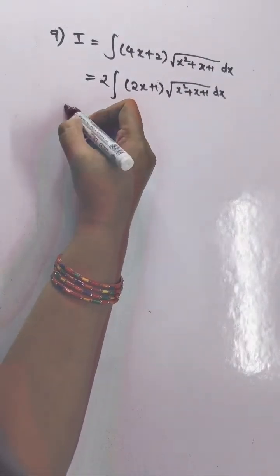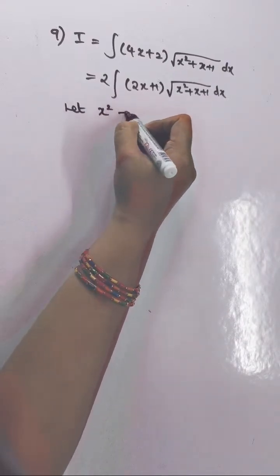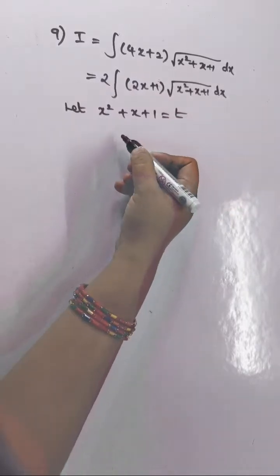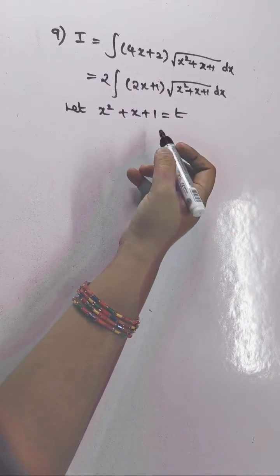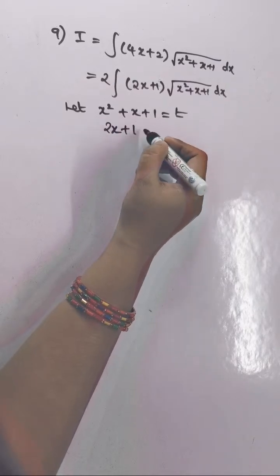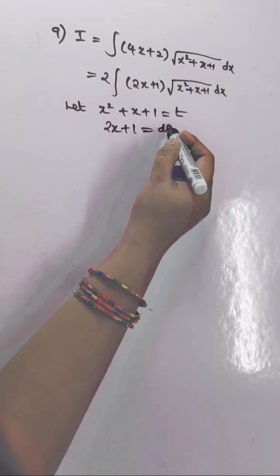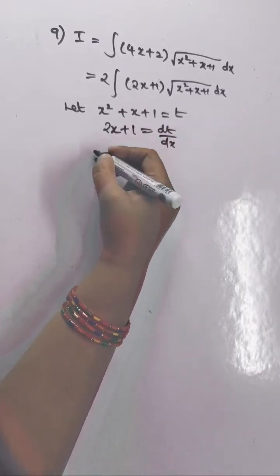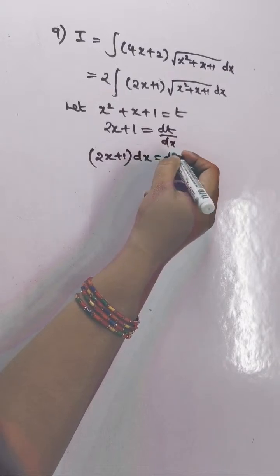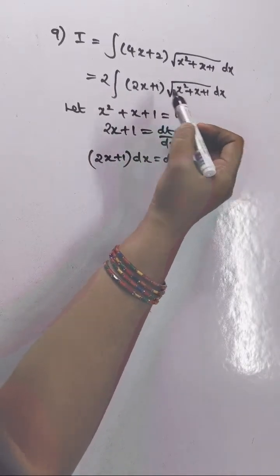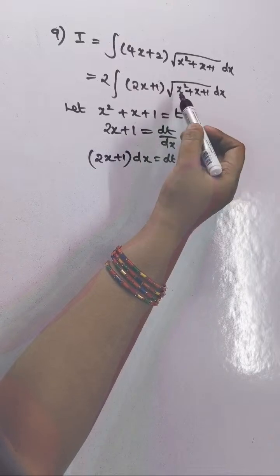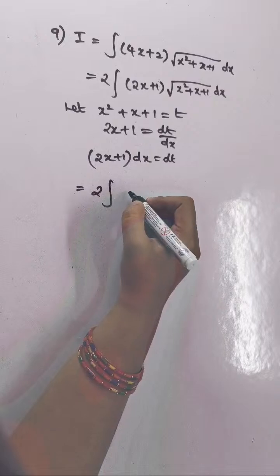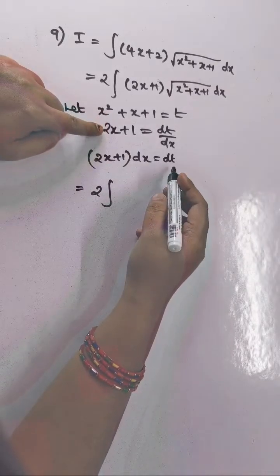So now you are going to take x square plus x plus 1 as t, differentiate with respect to x on both sides. You will get 2x plus 1, constant will be 0, dt/dx. Take this dx to the left side. So 2x plus 1 into dx is equal to dt. Are we having that term here? 2x plus 1 into dx we have, and the root can be written as √t. So 2 into integral 2x plus 1 dx is replaced as dt.